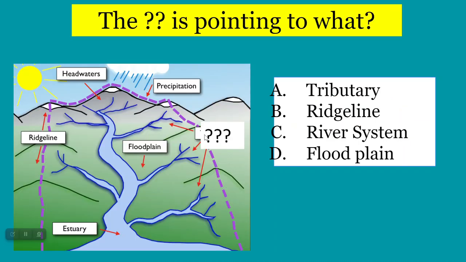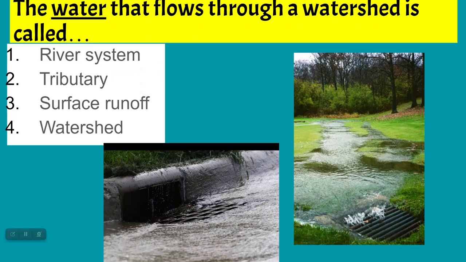All right, and what am I pointing to? Here and here and here. Those are all smaller creeks that are running into bigger rivers. So those are going to be tributaries because they contribute water to the bigger rivers. The water that flows through a watershed, remember, it is flowing through a watershed and picking up contaminants along the way. It is running along the surface. It's called surface runoff.